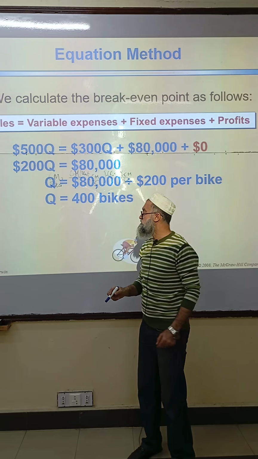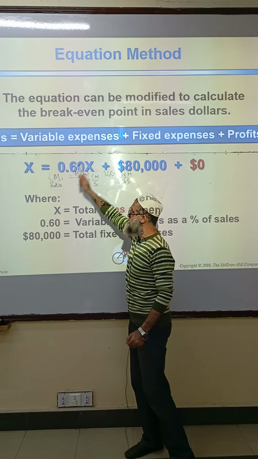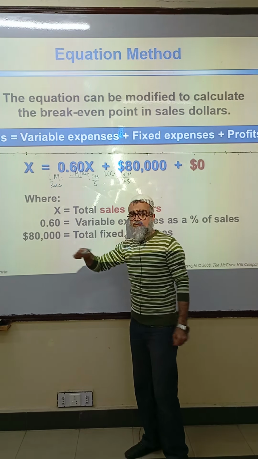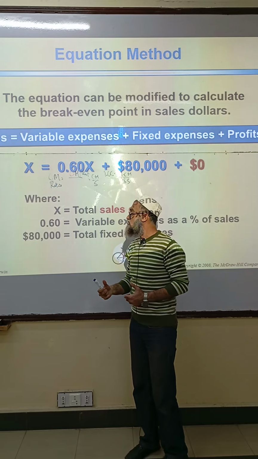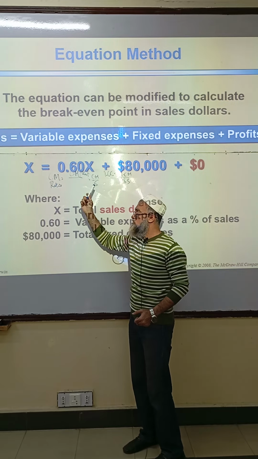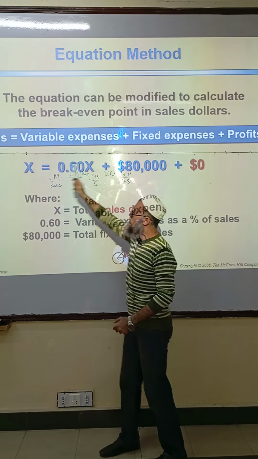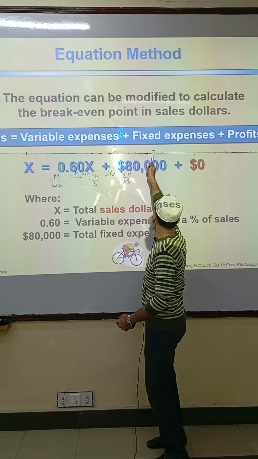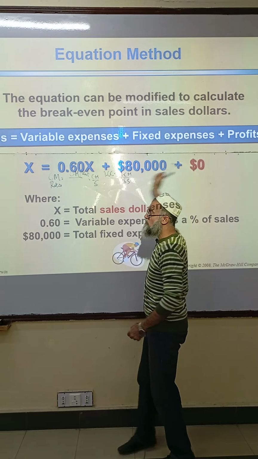Now the next one is when we want to find out the break even in dollar amounts. For that we use the ratios, which means the formula is the same, which is sales equals variable expenses plus fixed expenses plus profit, and we know profit equals zero.